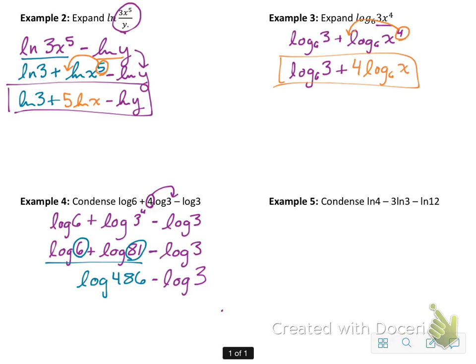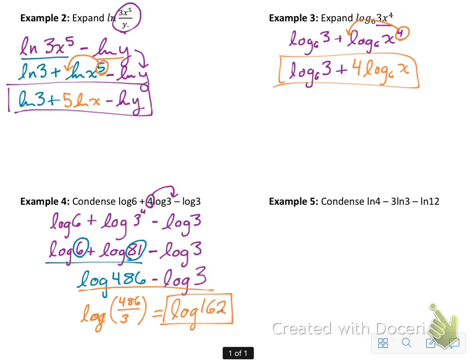Well, subtraction becomes division. So we are going to take these two and divide the first by the second. So it would be log of 486 over 3. Okay, whatever we get from that. Now that does divide evenly. So we end up with log of 162. We have one logarithm, so that's our answer. Let's do one more.